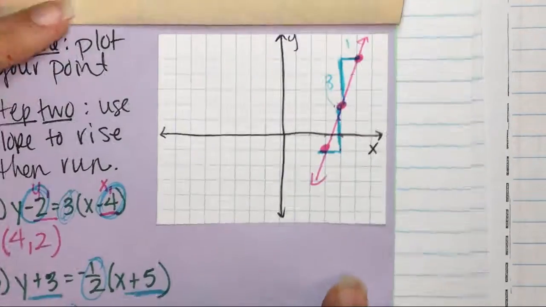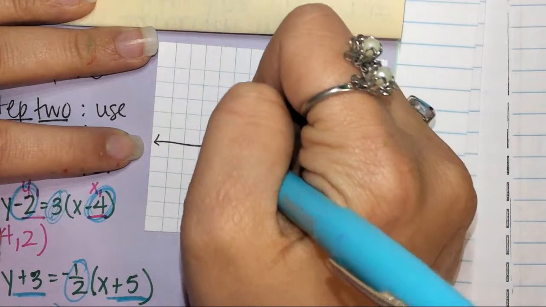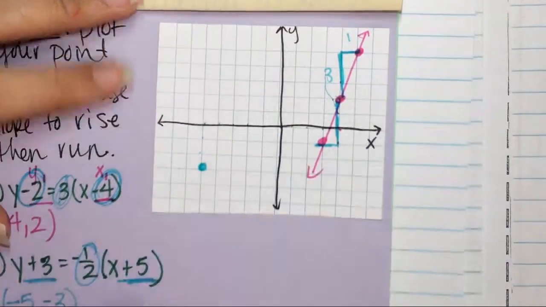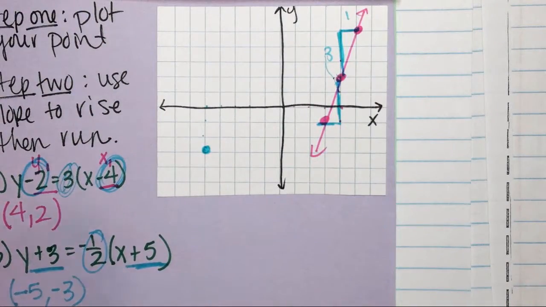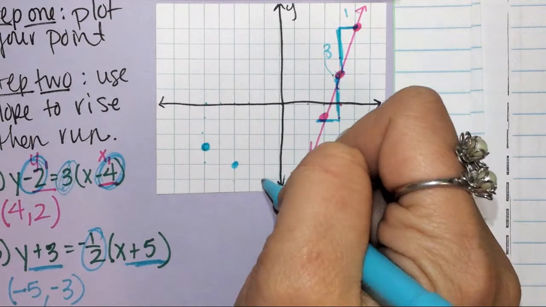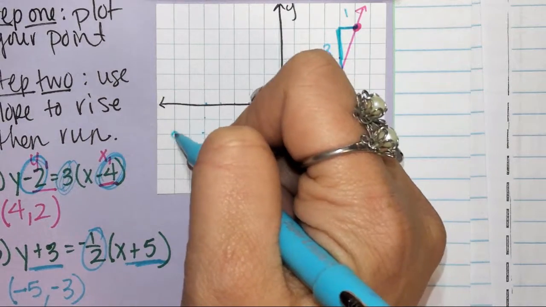Okay. So then we go left 5, down 3. Everybody go left 5, down 3. 1, 2, 3, 4, 5. 1, 2, 3. And then you go down 1 and right 2. Down 1, right 2. Down 1, right 2. Because remember, we need to fall down the hill. I could also go up 1 and left 2.